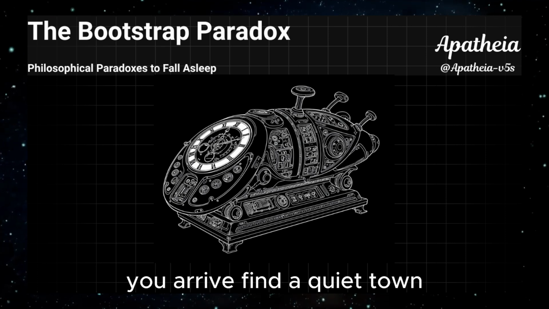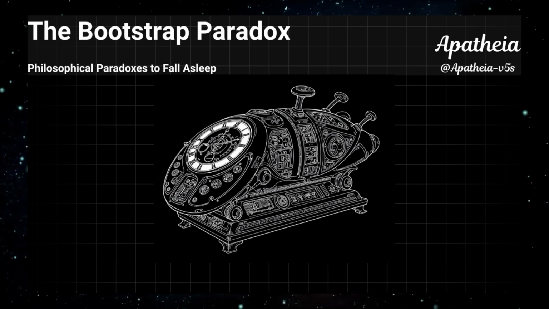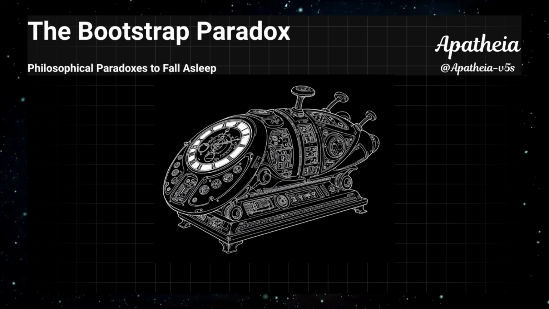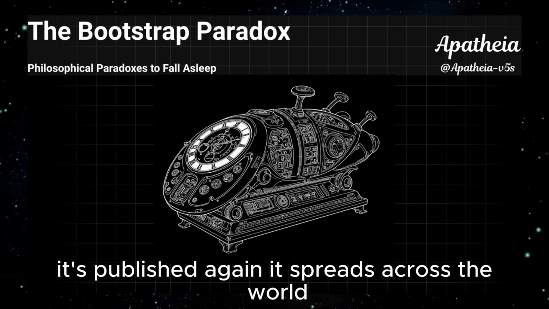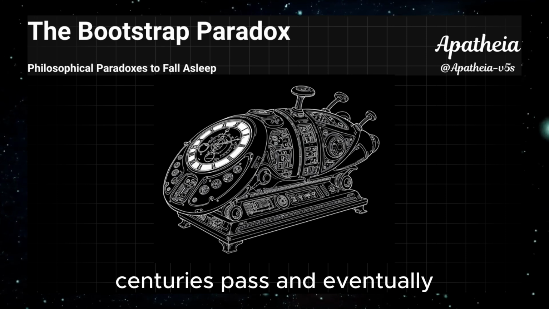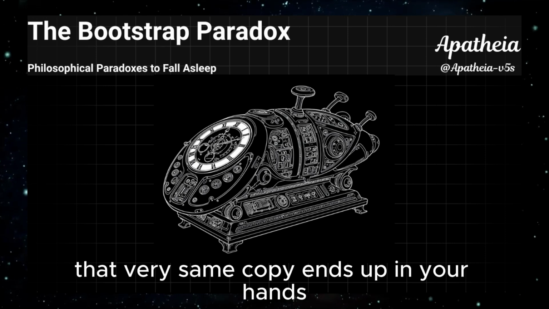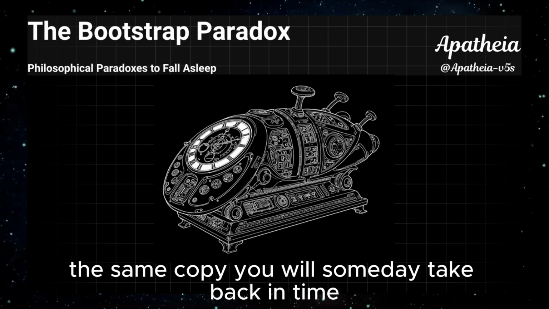You arrive, find a quiet town, and leave the book in a library hidden among old manuscripts. Then you return to the present. Years later, a scholar discovers the old book. It's published again. It spreads across the world. Centuries pass. And eventually, that very same copy ends up in your hands. The same copy you will someday take back in time.